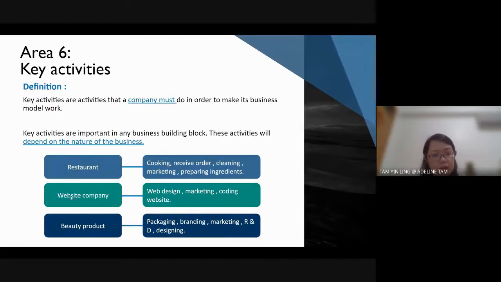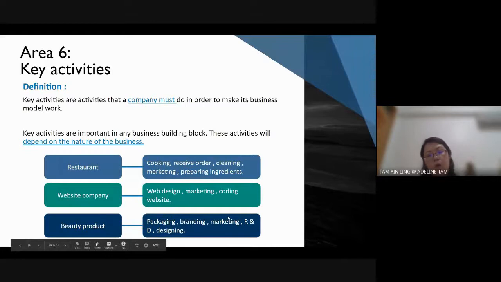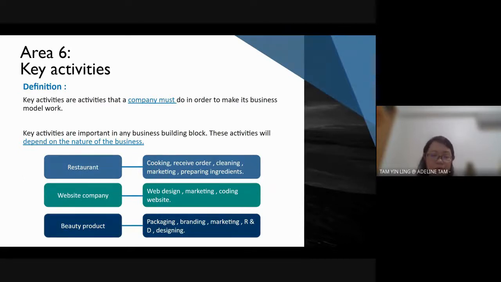A website company providing online services has activities such as website design, marketing, coding, and so on. Beauty products need packaging, branding, marketing, and so on. So these are examples. When you do key activities, ask yourself, what should I do before preparing the product? What should I do when I prepare the product, and when I do the selling? And what should I do after I prepare or after I sell the products?